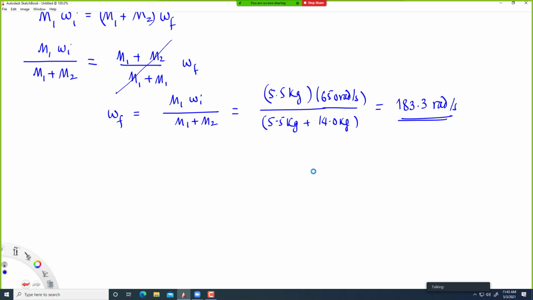There is a sentence error here. It should be when his arms are pulled in close to his chest. The dumbbells are 1 meter from the axis initially and 0.2 meters at the end. Also compare the final kinetic energy with the initial value.